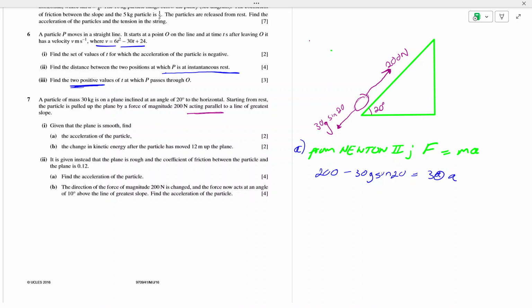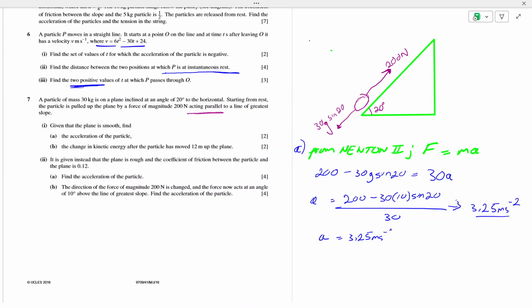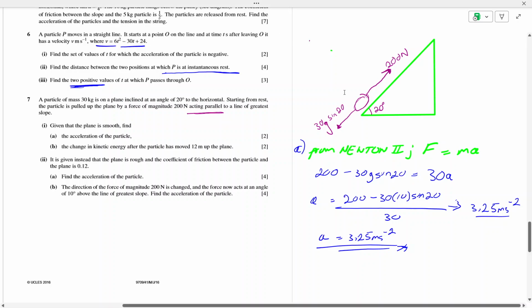Then we have the acceleration right there. And when we solve for the acceleration, it's going to be equal to 200 minus 30 times 10 sine 20, all over the 30. That's going to give me 3.25 meters per second squared. Like that. Right, that's part A.